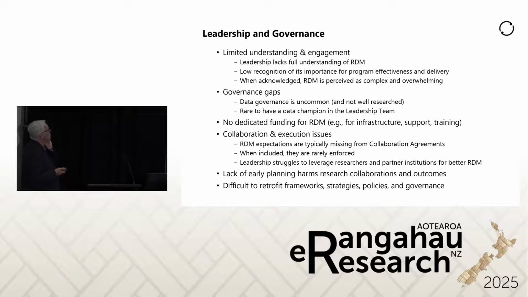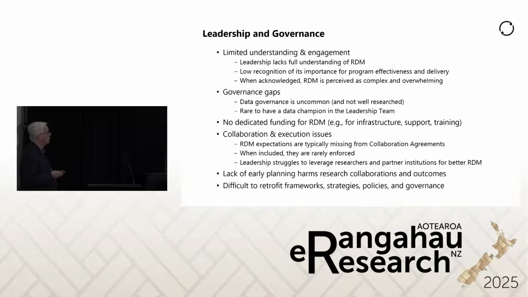Okay, so here's some of the challenges. First one is leadership and governance. Basically, there's limited understanding by people running these programs around research data management. And there's low recognition of how important it is for the success of the project. When we've gone in and started to talk to the program leaders around putting research data management in, they've sort of been like rabbits in headlights: this is really complicated, we didn't fund this, we're overwhelmed and we don't know what to do. The data governance is often lacking. There's no real data champions in the leadership team. Typically, there's no actual funding for research data management.